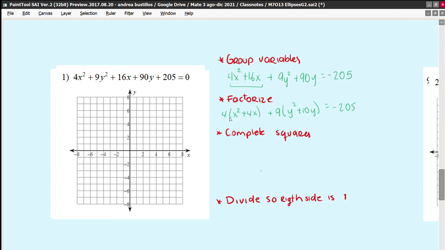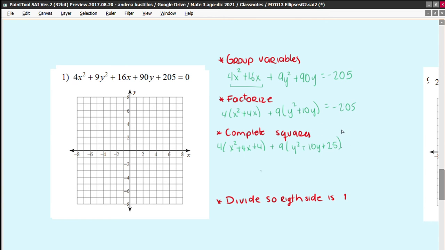Now, my next step is to complete squares. If I want to complete squares, I know that this is going to look like my linear term divided over 2 and raised to the power of 2, and that is 4. So if I complete this square, it's going to look like this. And if I complete the other square, this is the linear term over 2 squared. 10 over 2, 5 squared, that is 25.